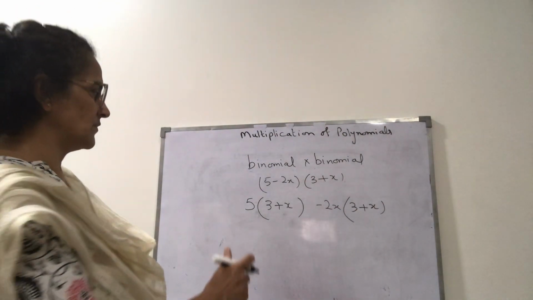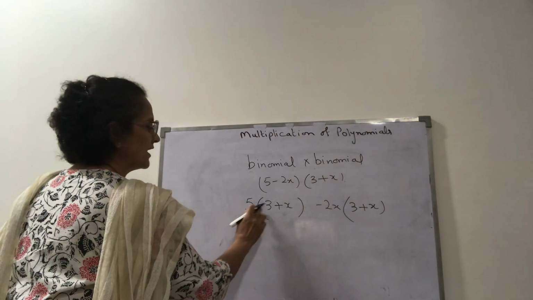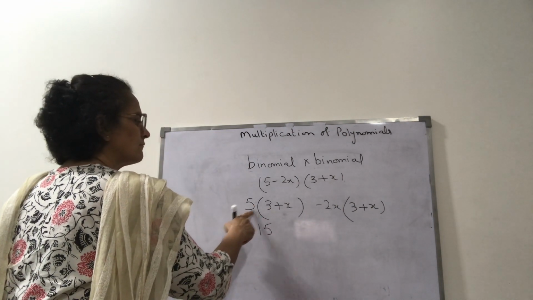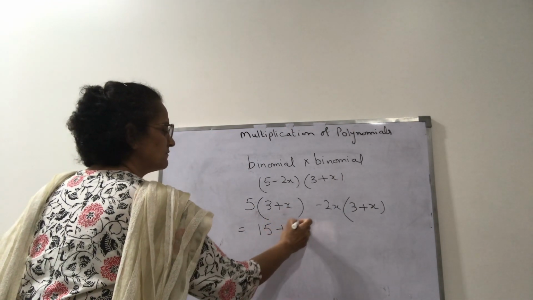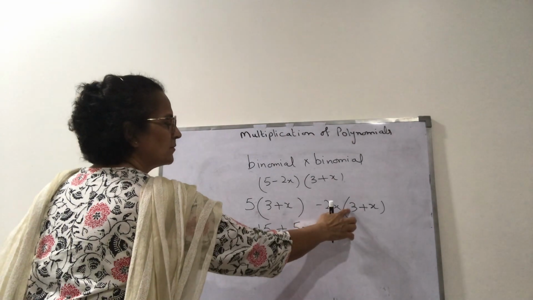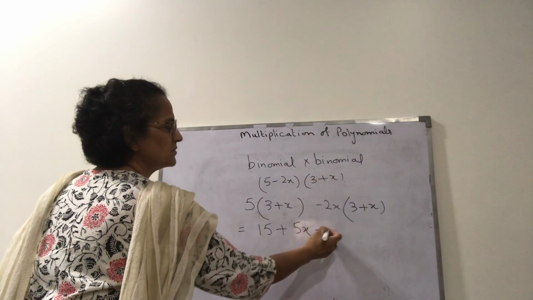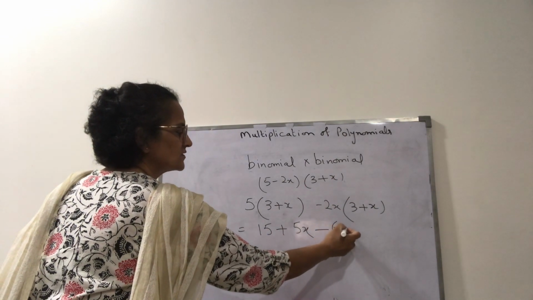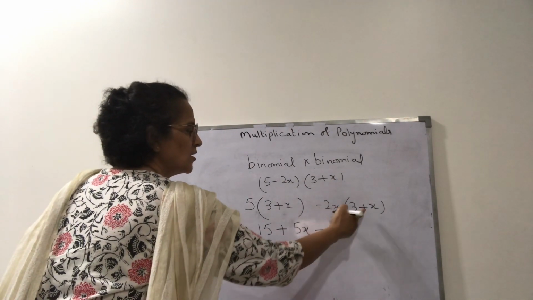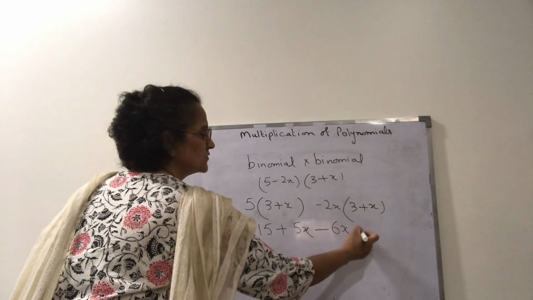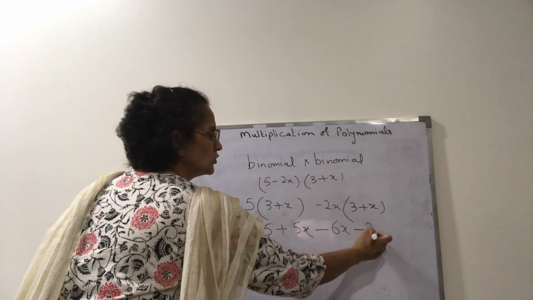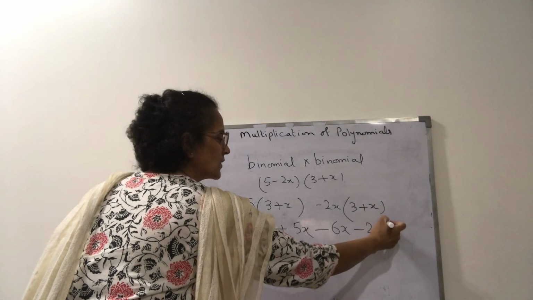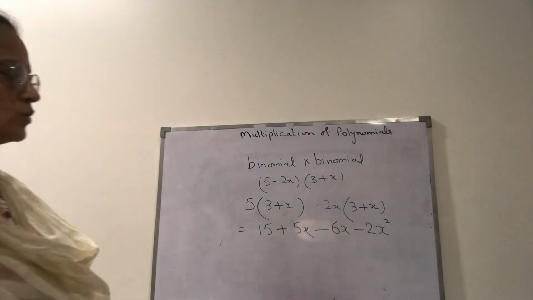So let's open up the bracket now. 5 into 3 gives me 15. 5 into x gives me 5x. Minus into plus gives me minus. 2 into 3 gives me 6, and we have an x. Minus into minus gives me plus. Power is 1, power is 1, 1 plus 1, 2. So the x power becomes 2.